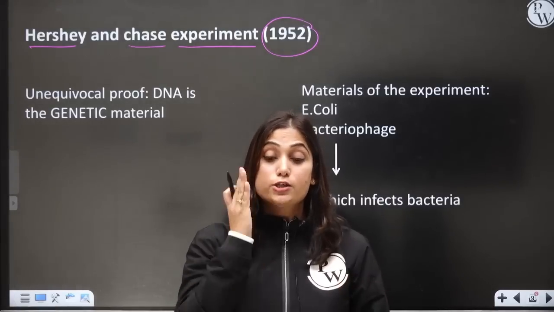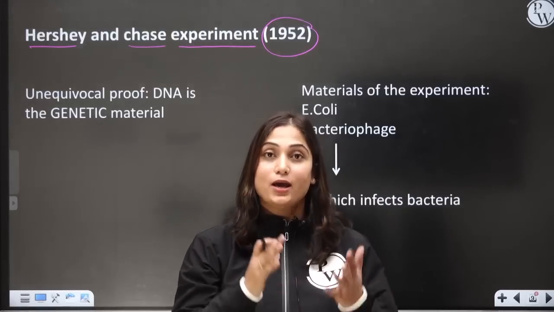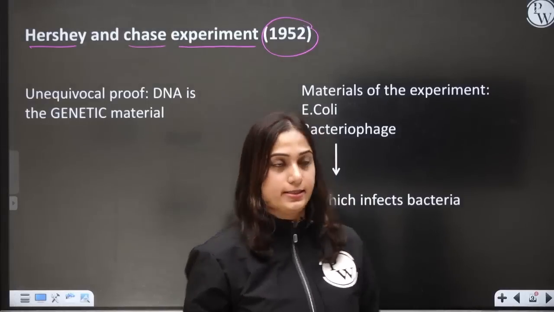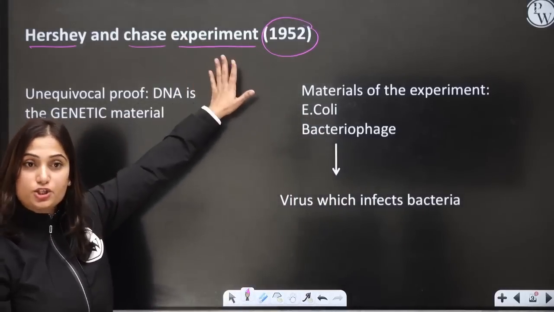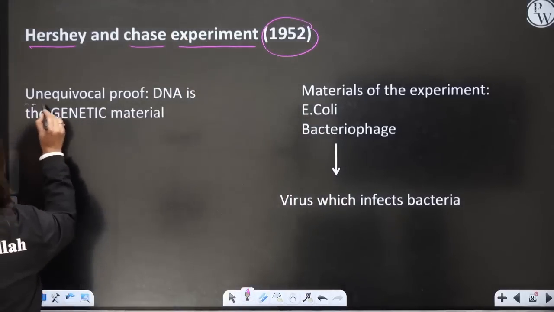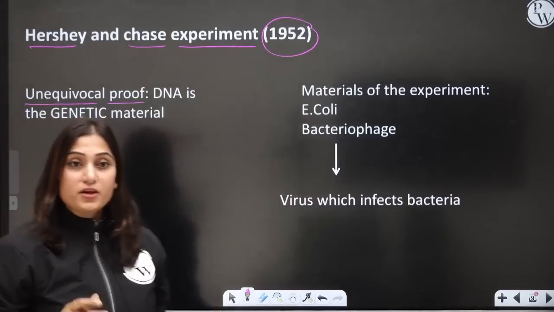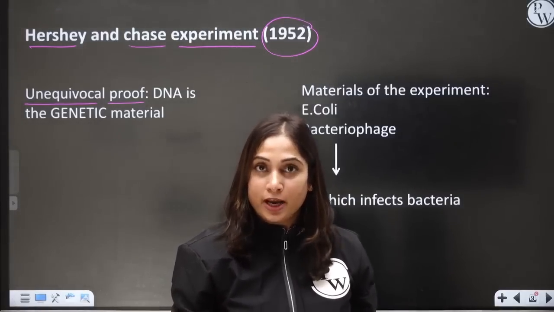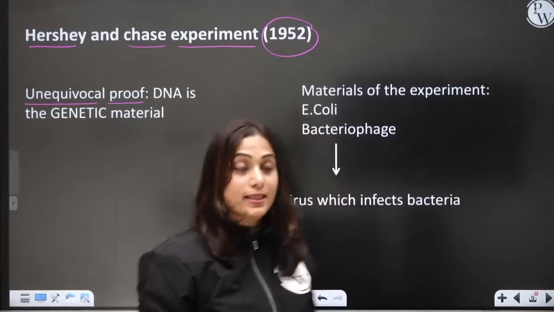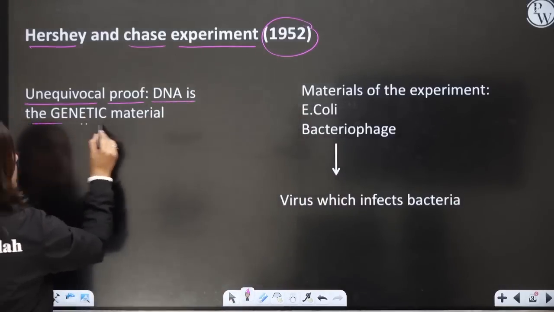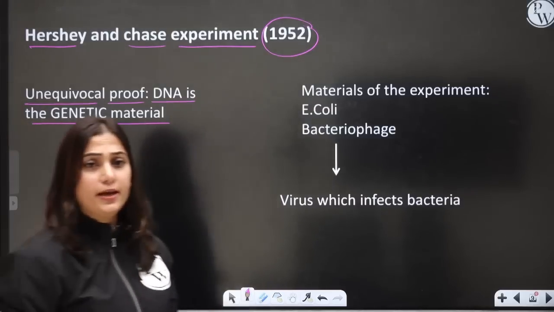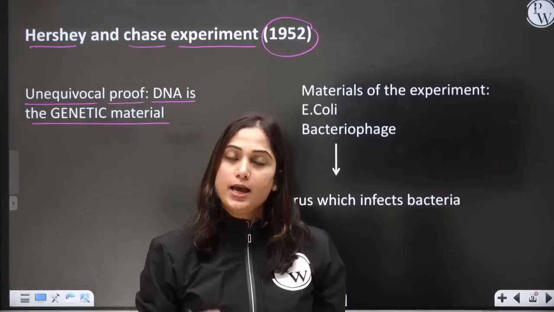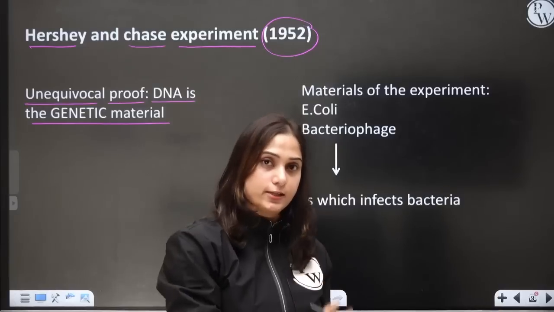The discussion is stopped, period. We all accept now that DNA is the genetic material. So there is a line in the NCERT that this experiment, Hershey and Chase experiment, is the unequivocal proof. What is the meaning of unequivocal proof? That means it cannot be challenged anymore. Everybody will have to accept it that DNA is the genetic material. So question can come, a direct MCQ can come, who gave the unequivocal proof that DNA is the genetic material? The answer would be Hershey and Chase experiment.